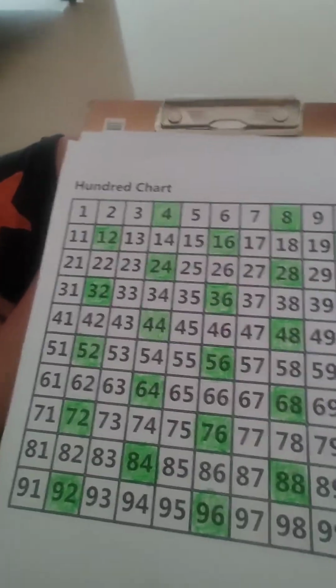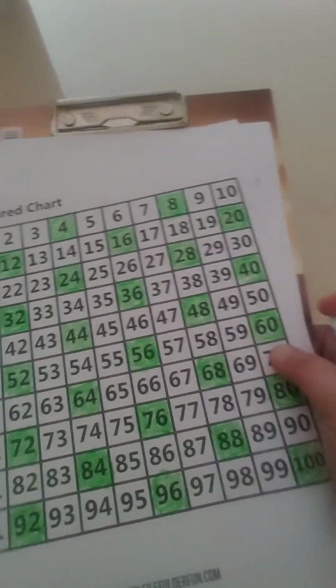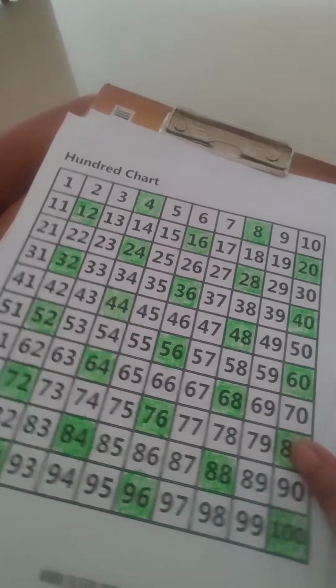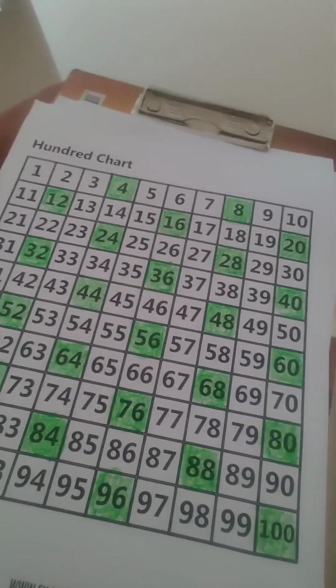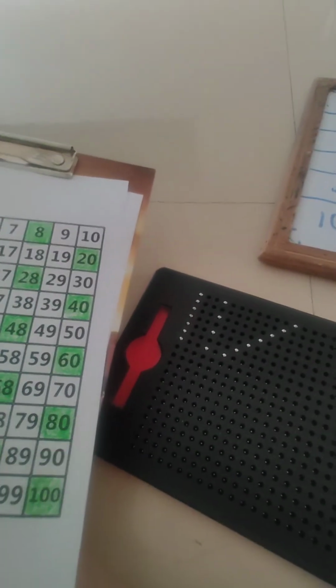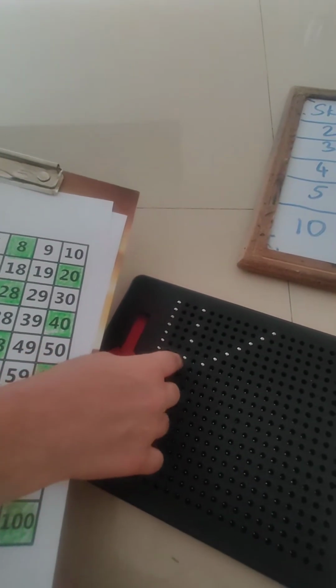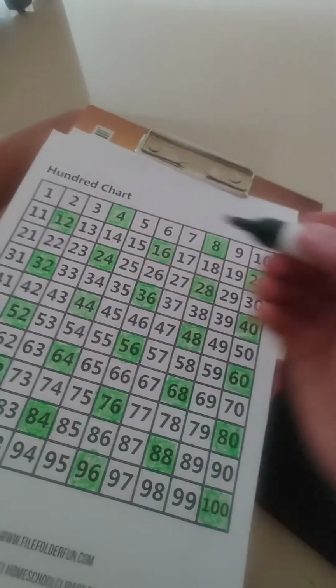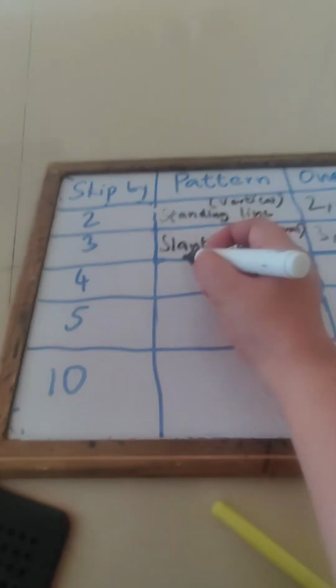So next, we have skipping by 4. We have colored the blocks in the hundreds chart by skipping by 4. So what pattern do you see, Sriram, in this chart? Again, it's a standing line, right? But it is missing one block in between. So it is still a standing line.